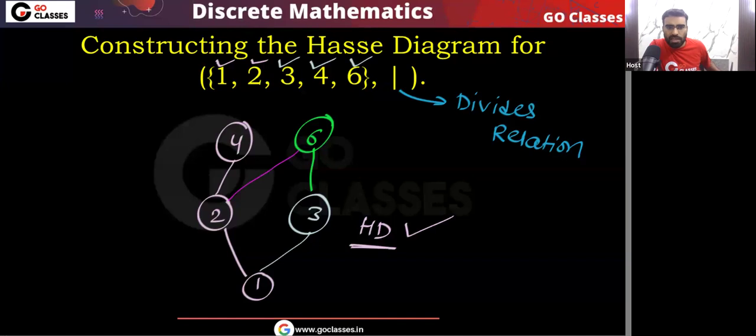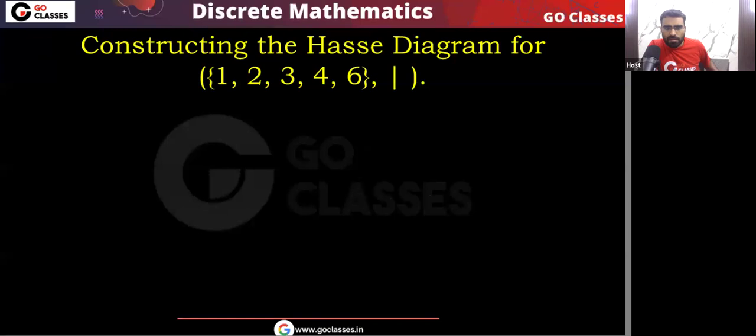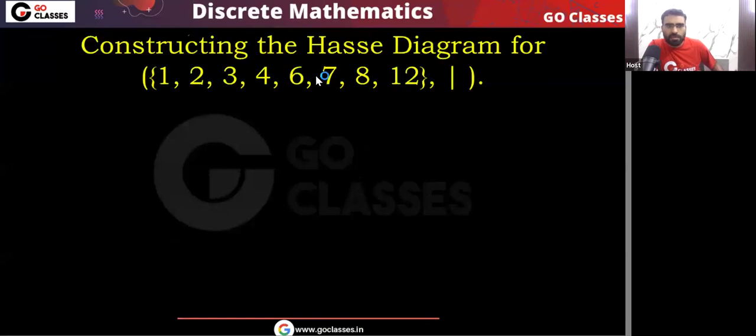Keep taking all the elements one by one and create the Hasse diagram. So these are the guidelines for direct construction. Start from the bottom. And this is another guideline. Now, let's see this one. Take your copy and pen and let's quickly do this. So construct the Hasse diagram for this POSET.